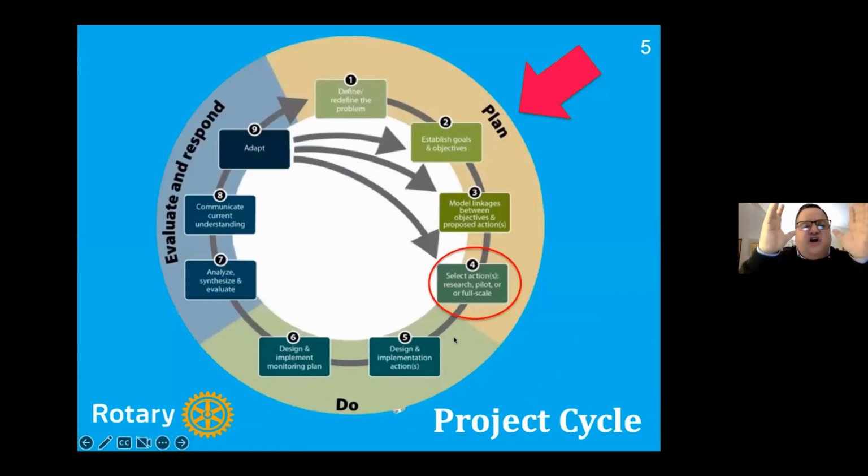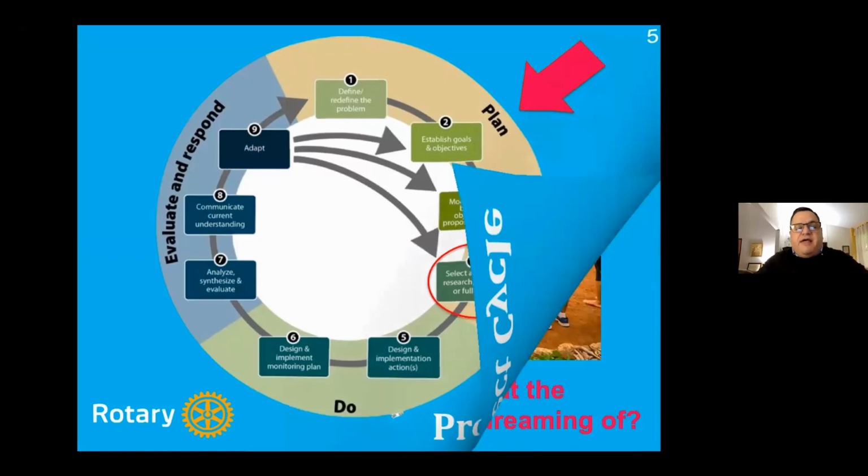Then we go with the evaluation of the whole thing. Hey, we have an idea. How do we put it to work? Well, let's plan. And the part that we're talking about here is that research, that pilot or that full scale evaluation. That's part of your plan. That's important to have. So let's talk about that a little bit.